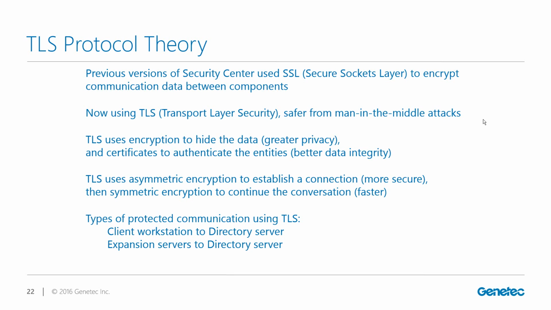So we're going to take a look at that in just a second, and give you a couple examples of what TLS is actually doing. Now, the type of information that's protected on Security Center when we're using TLS: the information from the client workstation to the directory server is protected, and also from expansion servers to the directory server is protected using TLS as well.